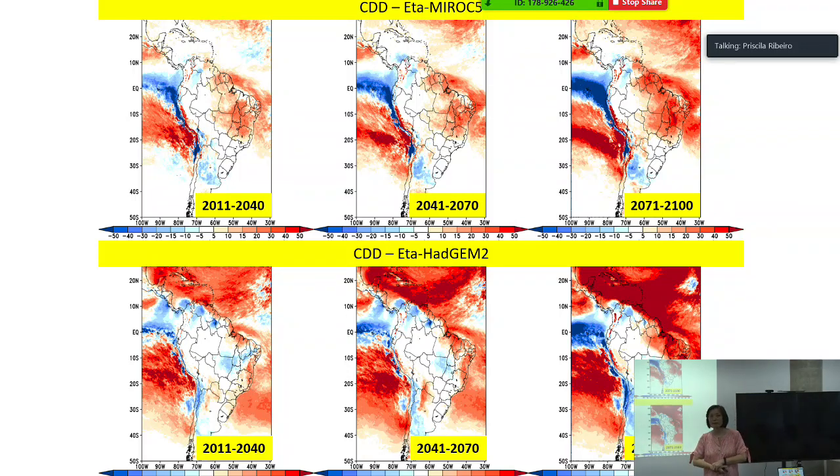I'm reading that the red areas, that means that the number of days without rain will increase. Is that the number of consecutive days? Of consecutive days without rain. Precipitation, yeah. Okay, the drought season is larger and larger. Yeah, so you can have longer periods without rain. Okay.